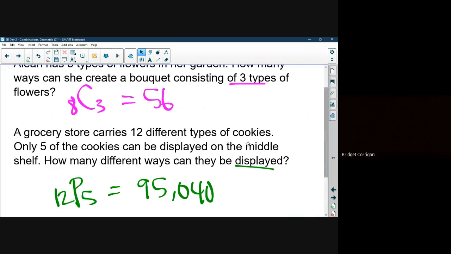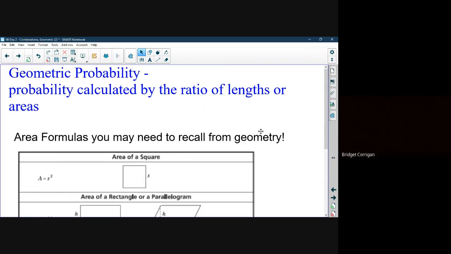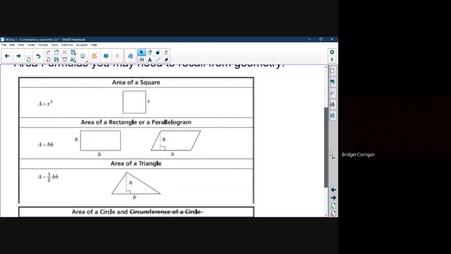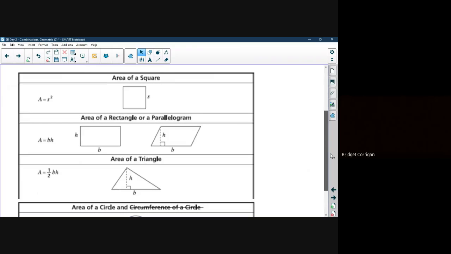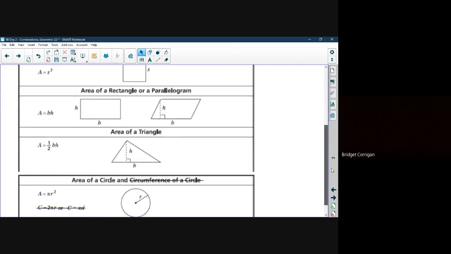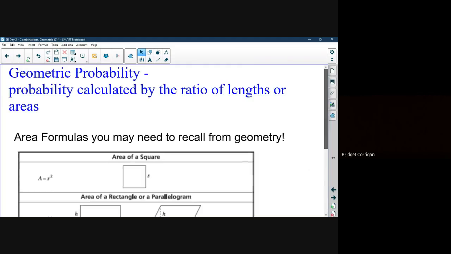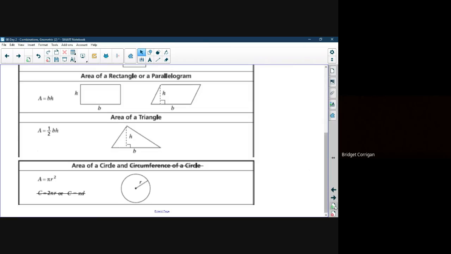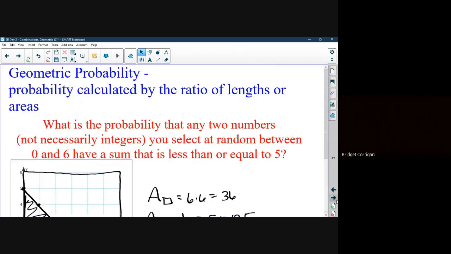Okay. So that's the next part of your assignment: differentiating between combinations, where order doesn't matter, and permutations, where order matters. The last little part, we just got a couple more here to do. And we're going to do geometric probability, which is a probability calculated by the ratio of lengths or areas. We're going to have to recall some area formulas from geometry. Okay, so we'll go through these together here.